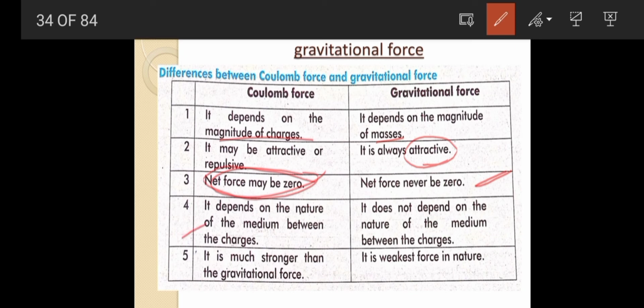Coulomb force depends on the nature of the medium between the charges, whereas gravitational force is independent of the medium between the charges. Now next one, Coulomb force is much stronger than gravitational force, whereas gravitational force is the weakest force available in nature.